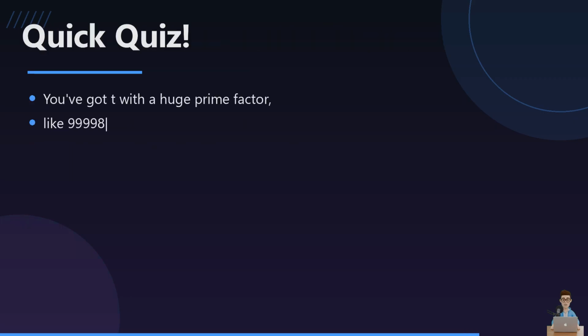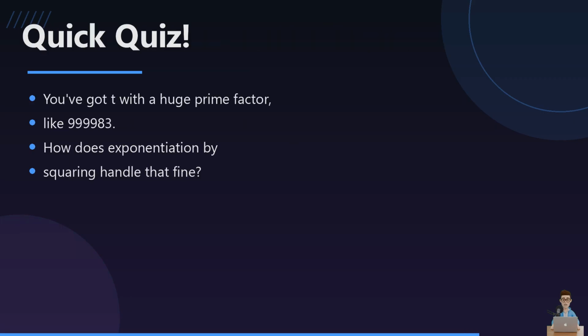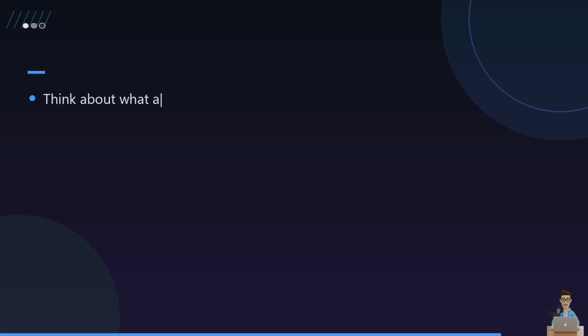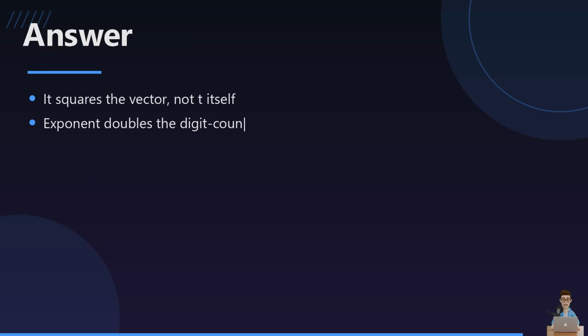Say t has a huge prime factor, like 999983. Why does exponentiation by squaring not even blink at that? Pause and think it through. Take a second before I give it away. It's not factoring t repeatedly, it's squaring the reachability vector. So the cost only depends on how many times you double, not on how big that prime is.